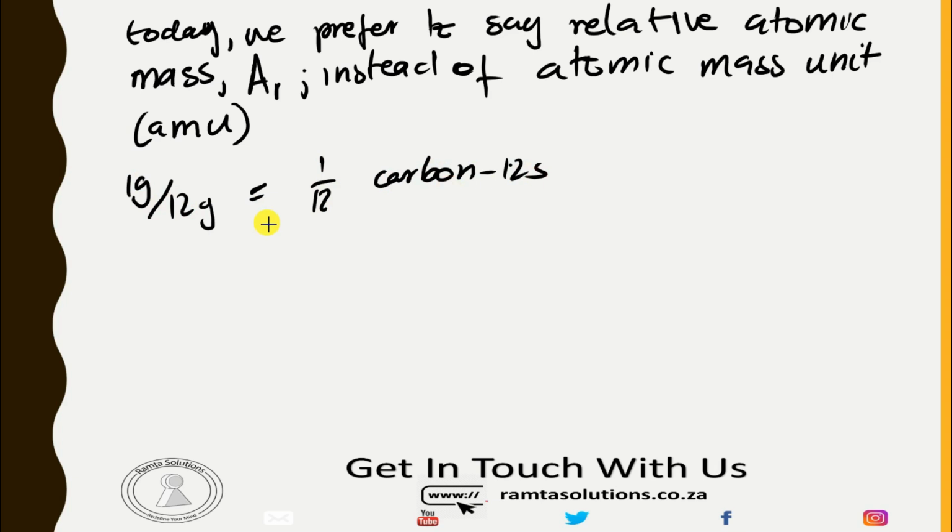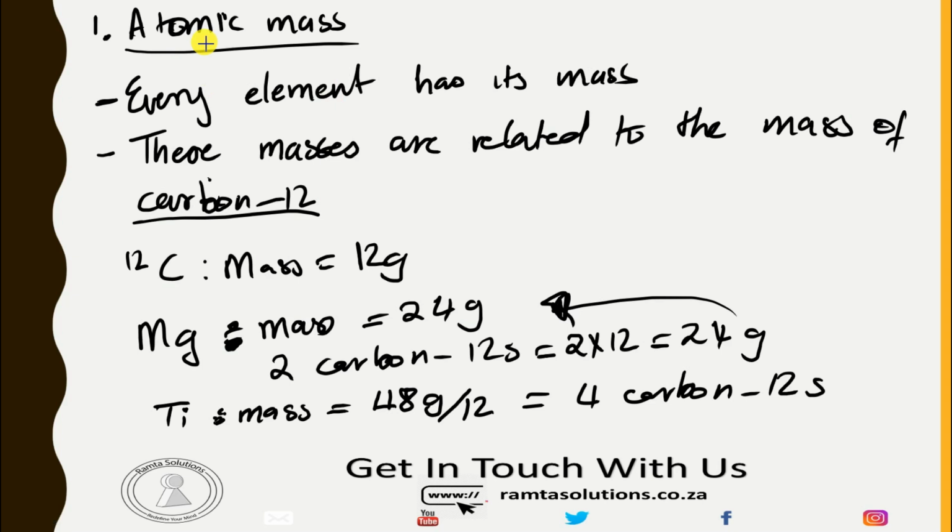Remember, guys, the reason why they introduced atomic mass is because the masses of these elements were very, very small. Some textbooks will tell you that the mass of hydrogen is 1.6 times 10 to the negative 24. That's a very small number. So this is why they now introduced this relative atomic mass, because they didn't want to work with such small numbers.